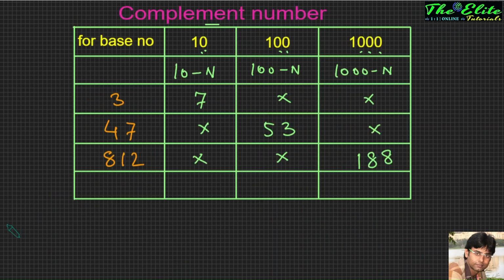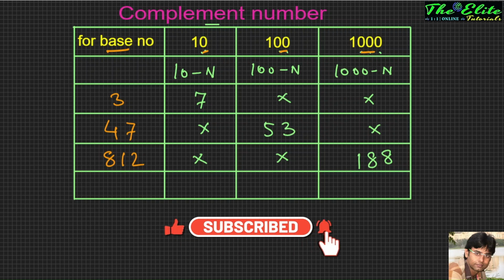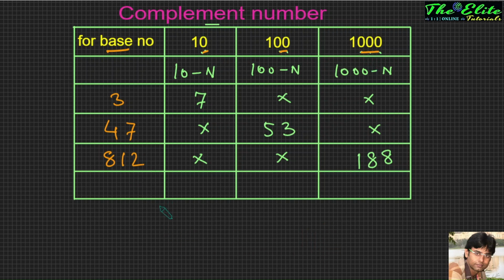So here in this slide you can see a table. This is a table of complement numbers. We should know what a base number is and what a complement number is, because in the problems ahead we have to use this. So I have taken the base numbers like 10 here, 100 and 1000. So what is a base number actually?